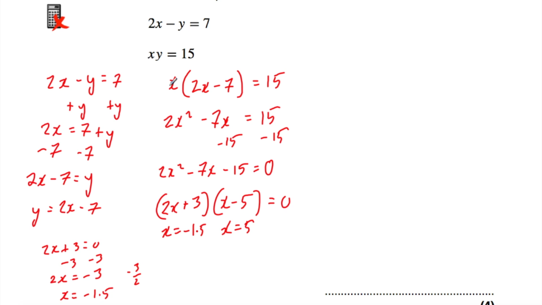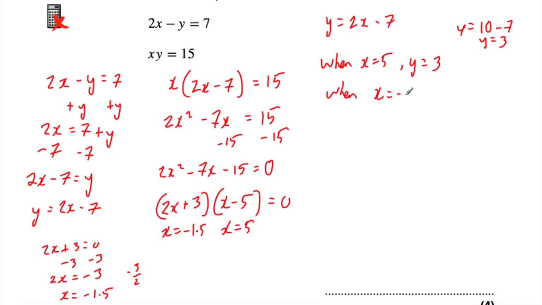Now let's find the value for y. So remember here we made y the subject. y was equal to 2x minus 7. So let's write that down, that y is equal to 2x minus 7. So we made y the subject of the linear. Now we're going to substitute in our values for x and we're going to find our values for y. So when x equals 5, we're going to have y is equal to 2 times 5, which is 10, subtract 7 still, and 10 subtract 7 is 3, so y is equal to 3. So whenever x is equal to 5, y is equal to 3, that's one of our solutions. And when x is equal to minus 1.5, y is equal to, well, let's figure this out.